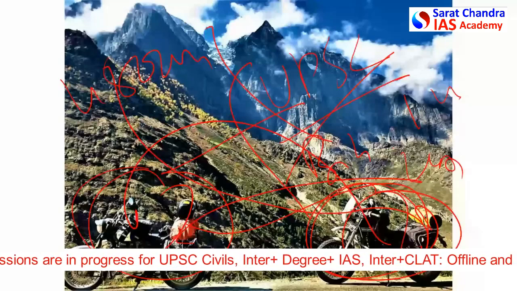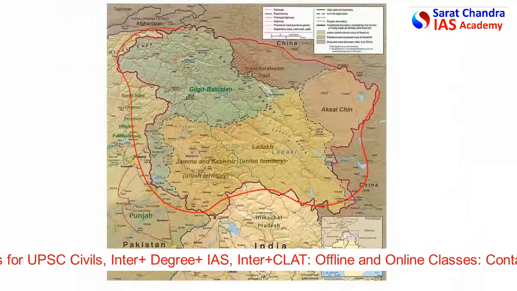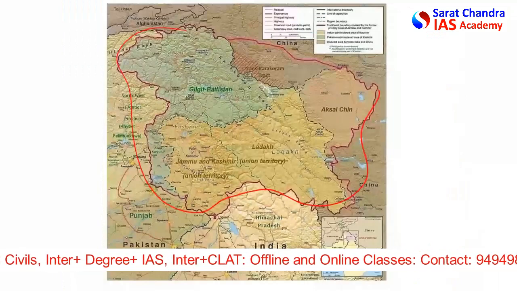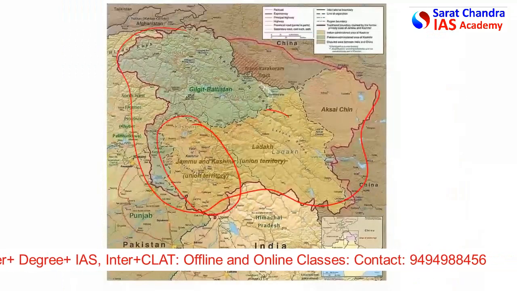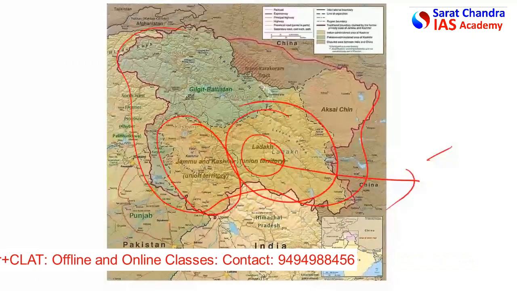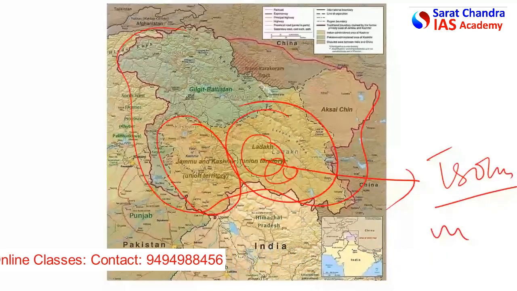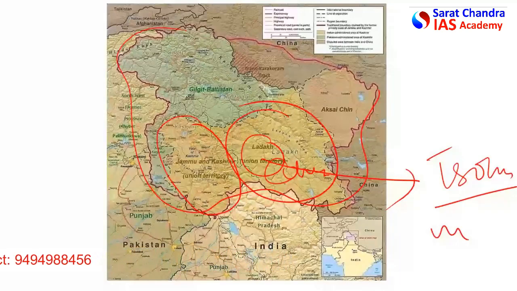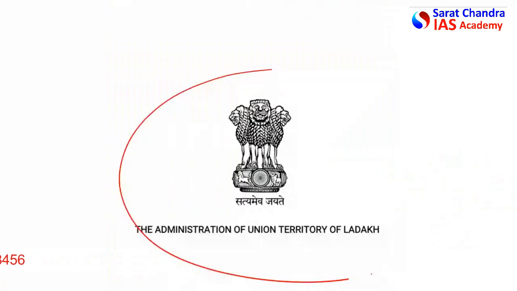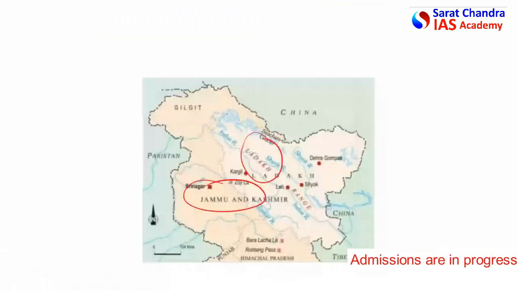Coming to Jammu and Kashmir, that was divided in 2018 into two Union Territories, one is Jammu and Kashmir, another one is Ladakh. In Ladakh, you have this Tsokar wetland complex in the Changtang region. Now let's go with the geographic map. Ladakh has two districts. This is Jammu and Kashmir, this is Ladakh. Ladakh has Kargil and Leh.